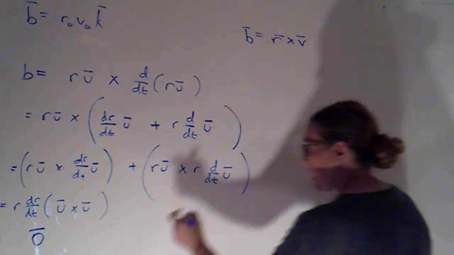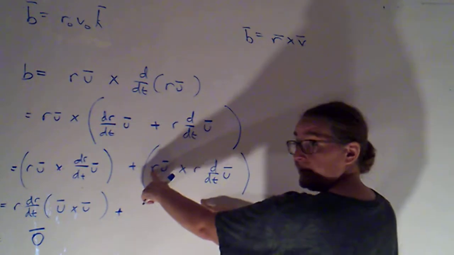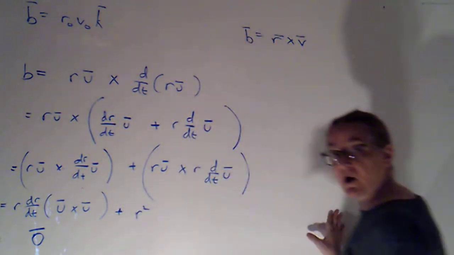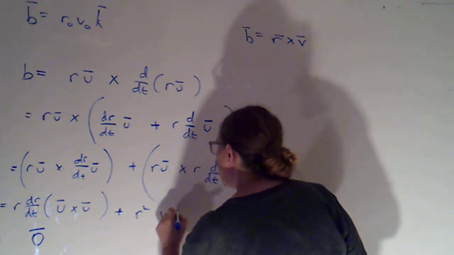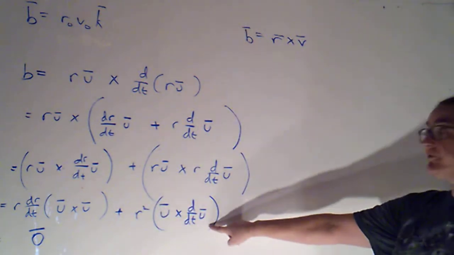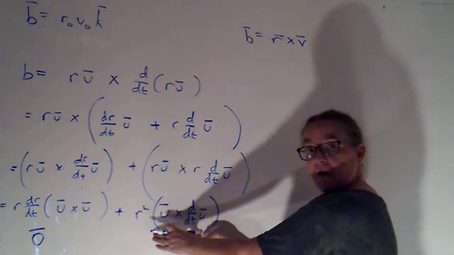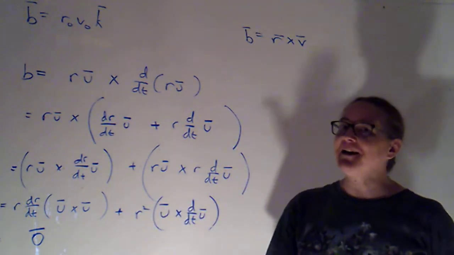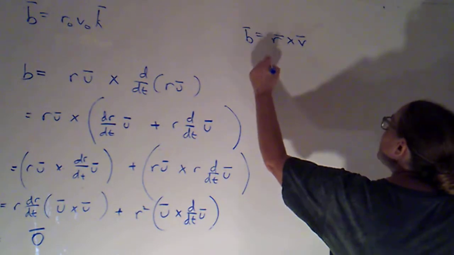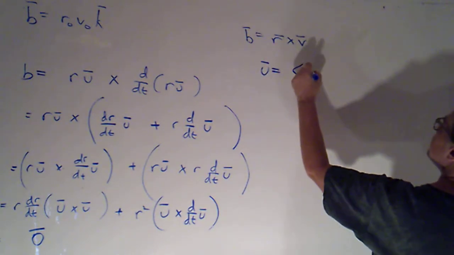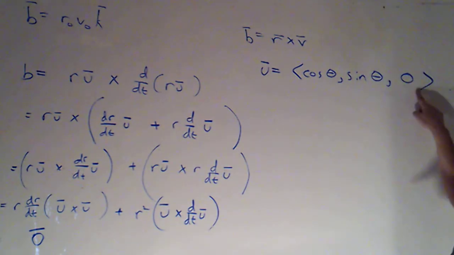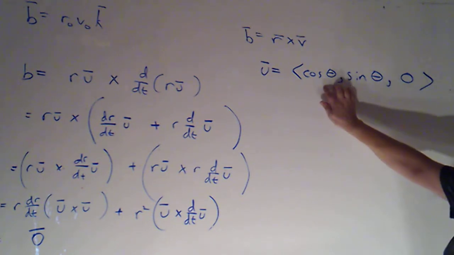Now, for this term, I'm going to do something similar. R is a scalar valued function, and R is a scalar valued function, so I'm going to pull those to the front and write that as R squared, and then we're looking at U crossed with the derivative with respect to time of U. So I want to work that out, and I'm going to do that by writing U in terms of theta. Remember, U, we said, was cosine of theta, sine of theta, 0. Now that's writing U in terms of theta.